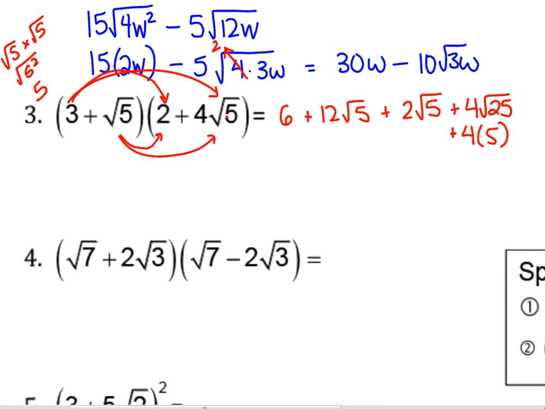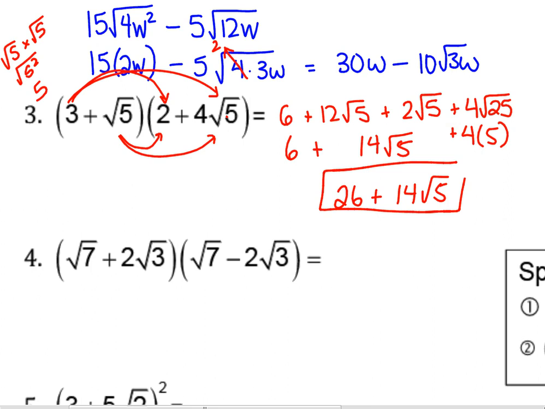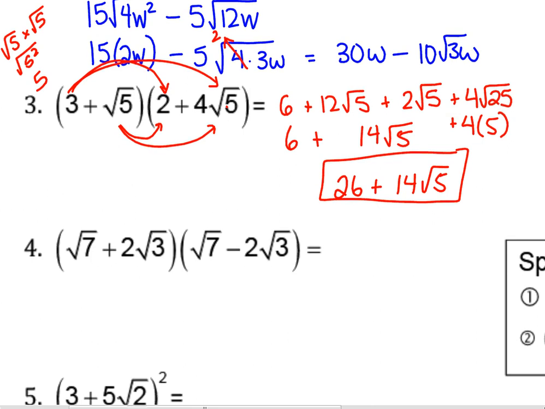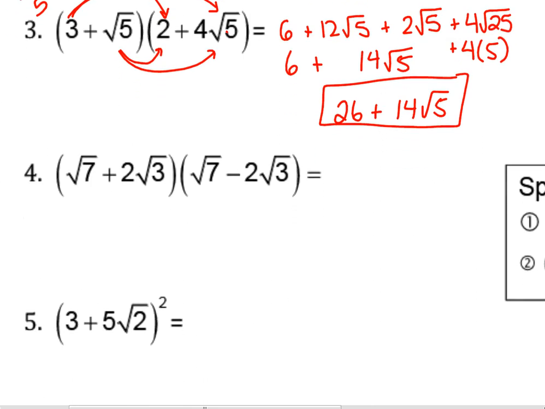You're multiplying identical radicals. So we have 6 plus how many root 5s? 14. Or 4 times 5 gives you 20 plus 6, 26. Should have had that. Okay. I'd like you to try 4. Alrighty? FOIL it out.